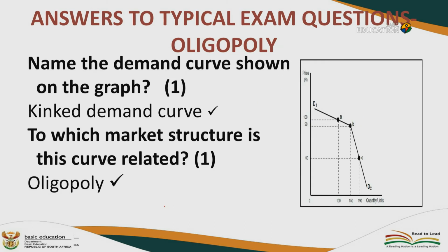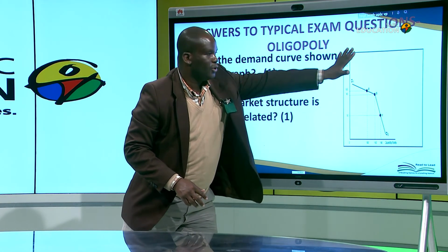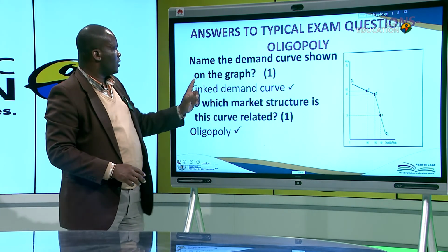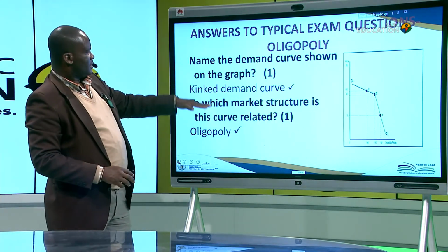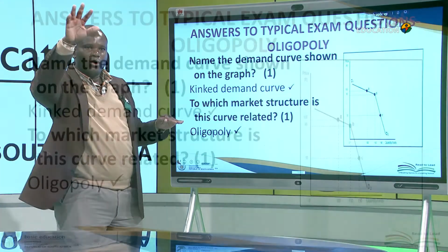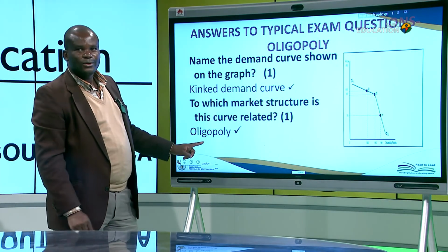So that was a typical example of a question which they can ask under oligopoly. Another one related to oligopoly, it can be based on the demand curve itself. They give us a demand curve here, no heading. Now they say, name the demand curve shown on the graph. It's a kinked demand curve. To which market structure is this curve related? We know that the only market structure that has a kinked demand curve is the what? Is oligopoly.